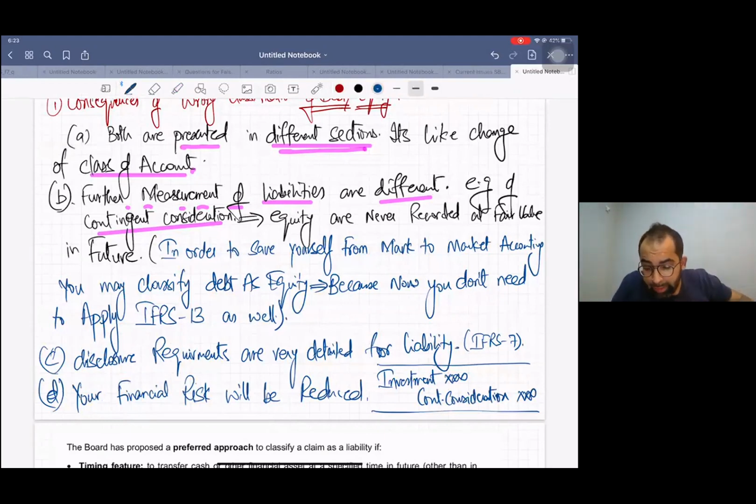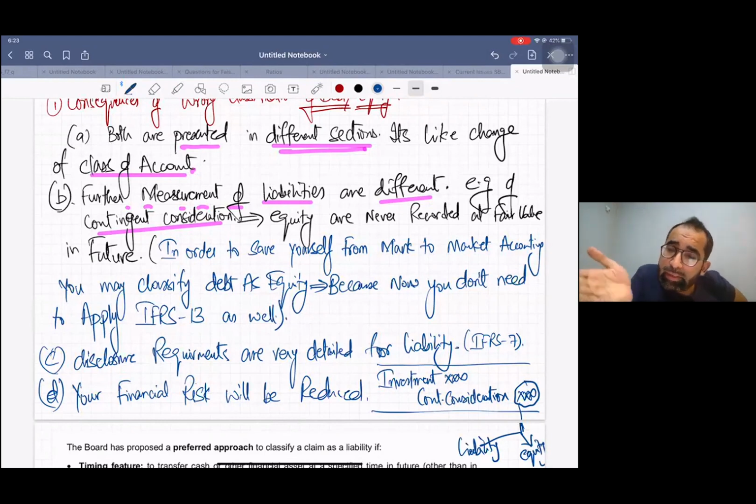Now, this credit side, look at here. This credit side may be a liability, and sometimes it becomes equity. I hope you remember this. Investment debit and contingent consideration credit, this credit side sometimes becomes liability and sometimes becomes equity. Now, if this credit side has become equity, you know what to do with equity. I often say to my students, you just put equity in the freezer and you sleep.